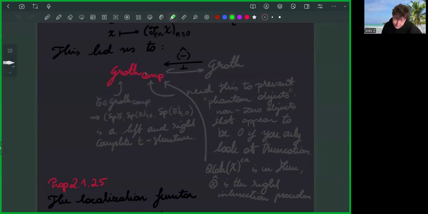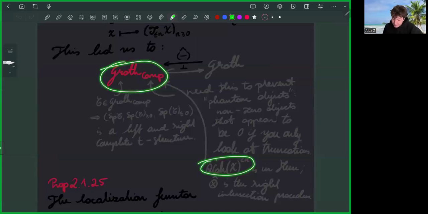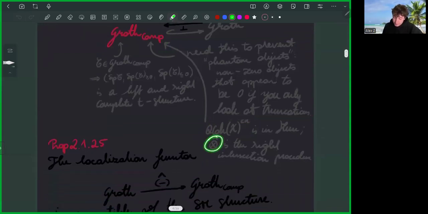Another selling point is that the completeness condition prevents the occurrence of something called phantom objects, which are non-zero objects that appear to be zero only if you look at the truncations. So every truncation can be zero, but the full object itself doesn't have to be zero. If you ask for completeness, then this problem goes away. Things that live in Groth comp are, for example, QCoh of X and the connective part of that. We will see that there is a completed tensor product, and this completed tensor product is the right intersection procedure that we will also see later when we actually get to Tanaka stuff.